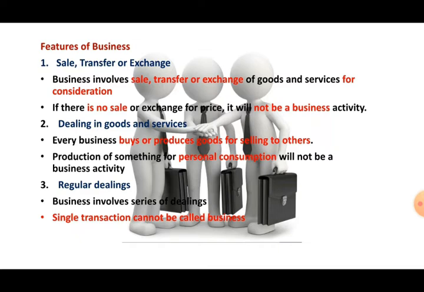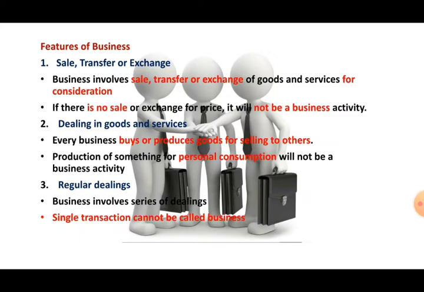Now, every business buys or produces goods for selling it to others. The production of something or personal consumption will not be a business activity. Children, as we know that business involves production as well as exchange of goods and services. Production, that is the businessman himself produces a product and sells it to others, or exchange, where the businessman becomes the middleman, like your retailer. He purchases from the wholesaler and just sells it to you. That means here he is not producing the product, but he is exchanging the product. He is buying from one place and selling it to another place.